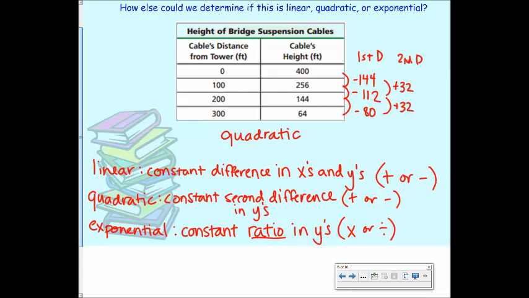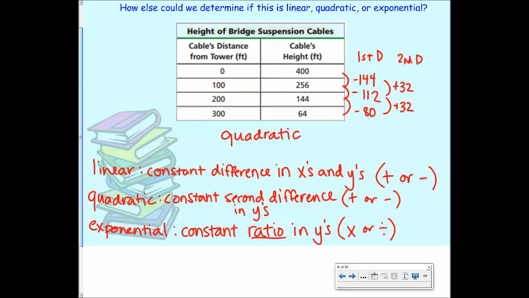I'm looking for it to divide, right? I do not subtract. I don't divide 400 by 256. I do 256 divided by 400, then 144 divided by 256, and last but not least, 64 divided by 144. So you kind of go backwards to figure out your constant ratio. And if the constant ratio is the same, it's exponential. However, the only reason you need to check that is because sometimes they're going to be none. If you've already figured out that it's quadratic, it can't also be exponential, so you're done there. You don't need to do the exponential part.